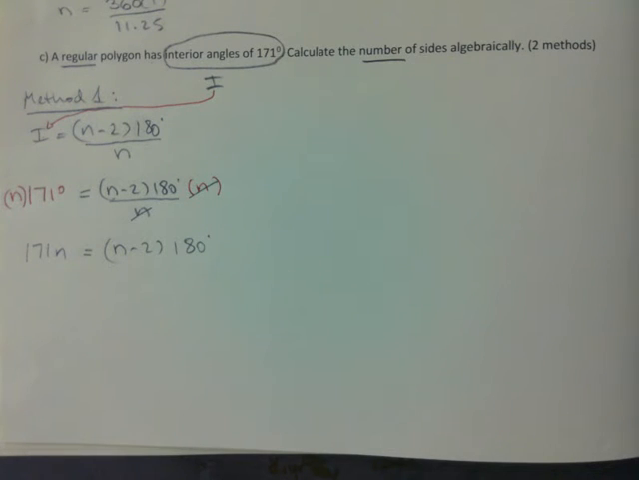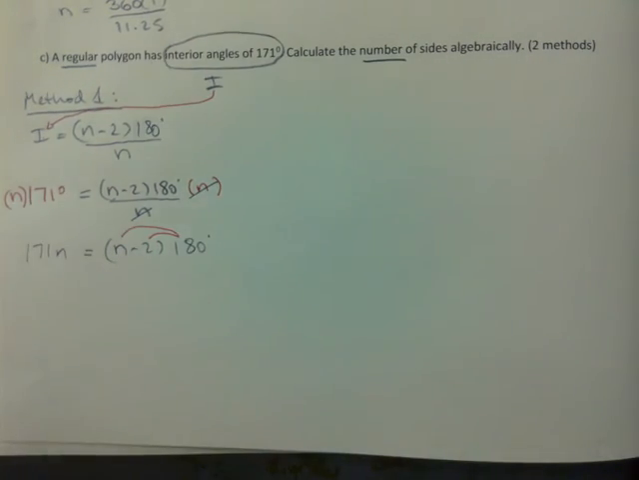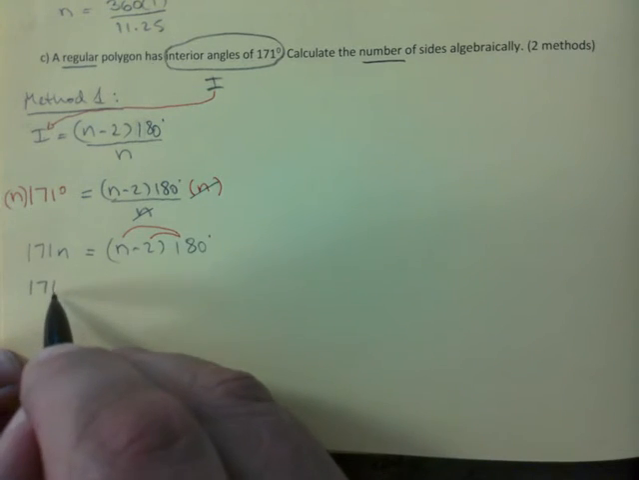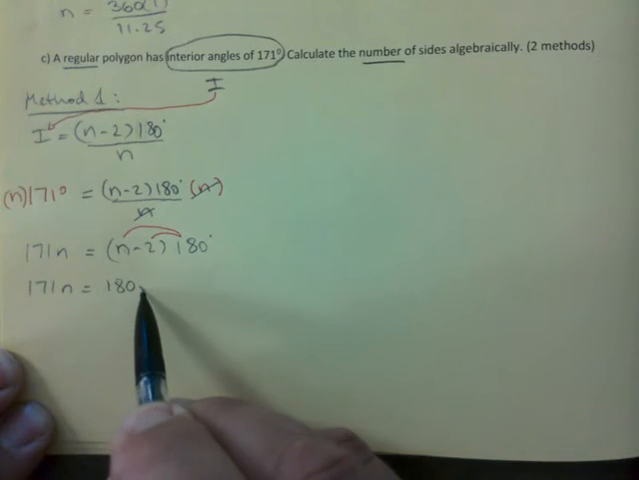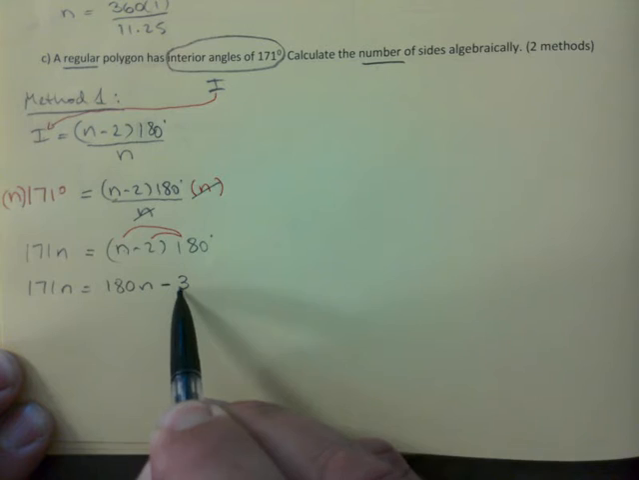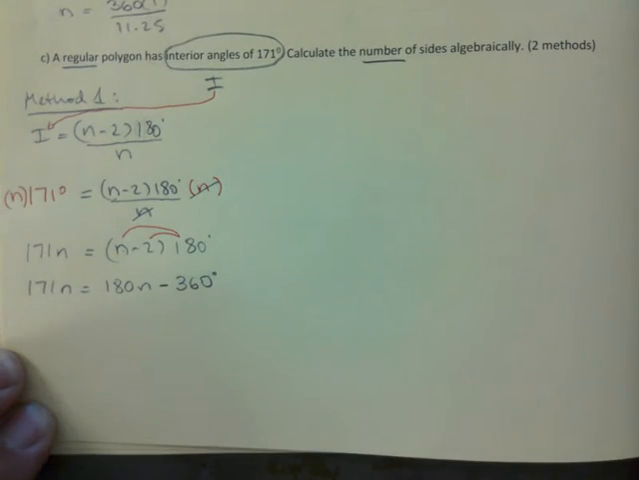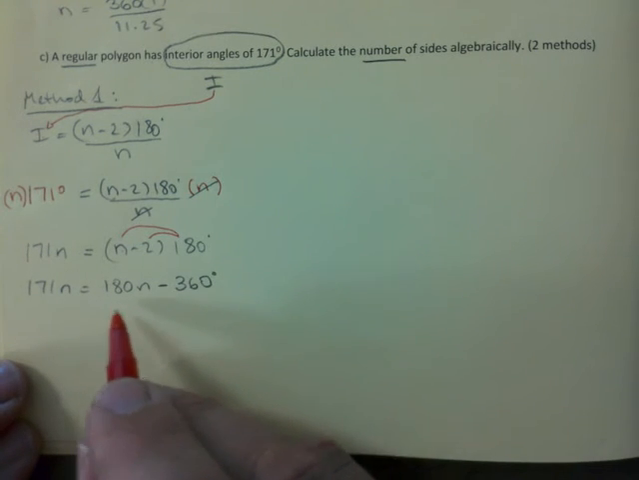So what I'm going to do is this. I'm actually going to FOIL this one. Ready? Yay, right? So such good memories. So 180 times n, 180 times negative 2 is negative 360. It can be done the way I did the first one, divide both sides by 180, but then you will come into decimals.